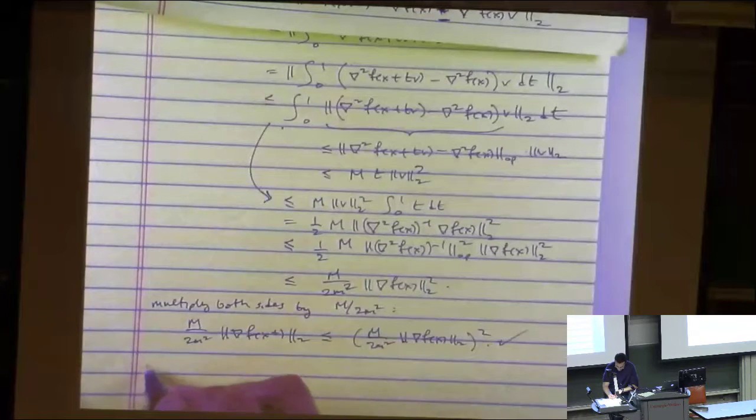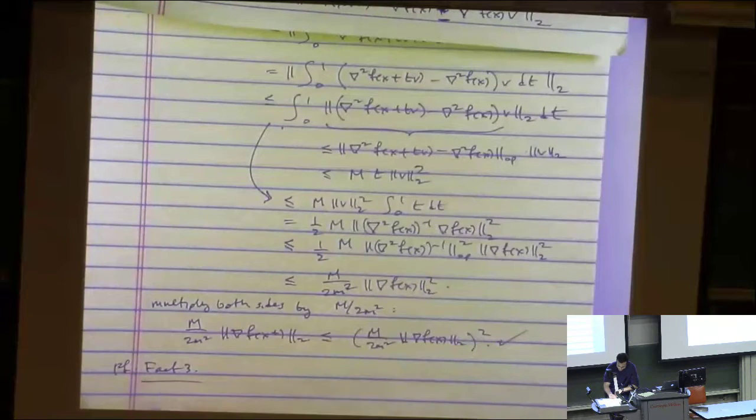Just because we're on a roll, I'm going to prove fact 3. I know that we're late for our break, but I promise I'll give you it after this. This part is shorter. So, proof of fact 3.